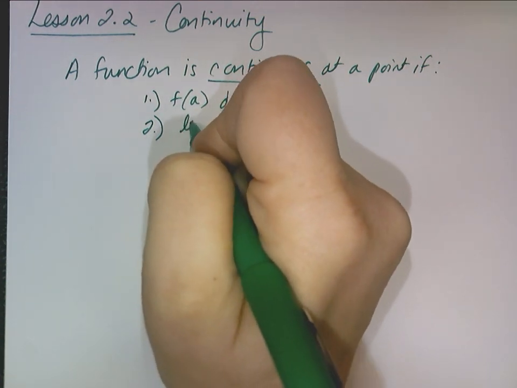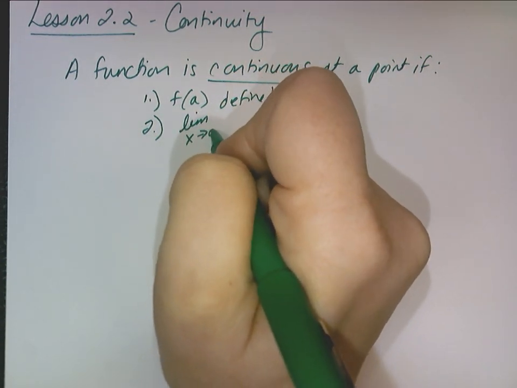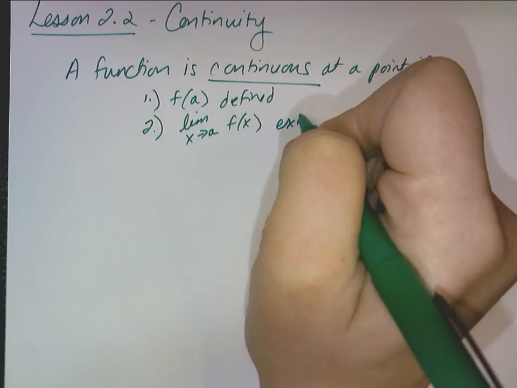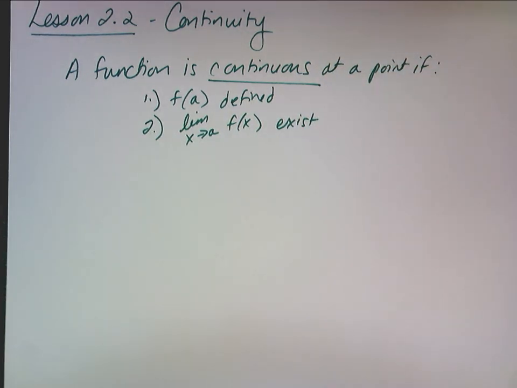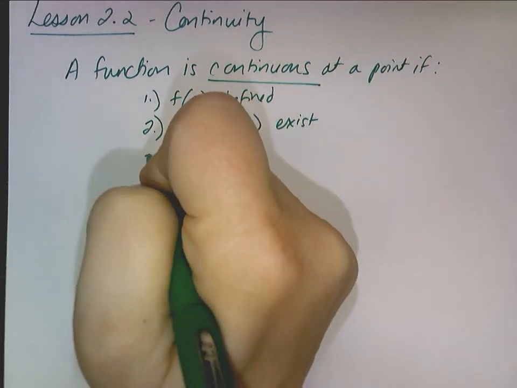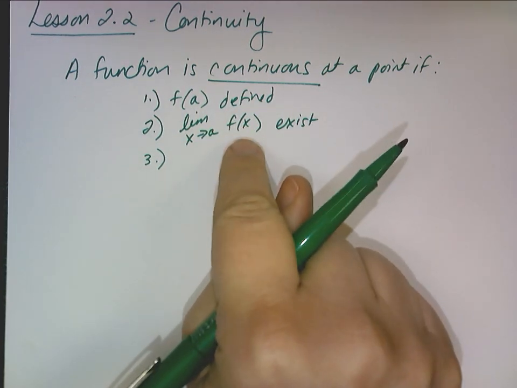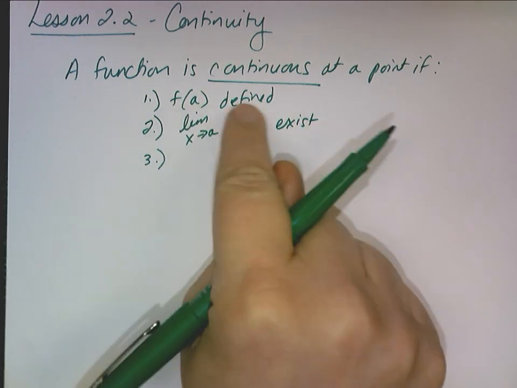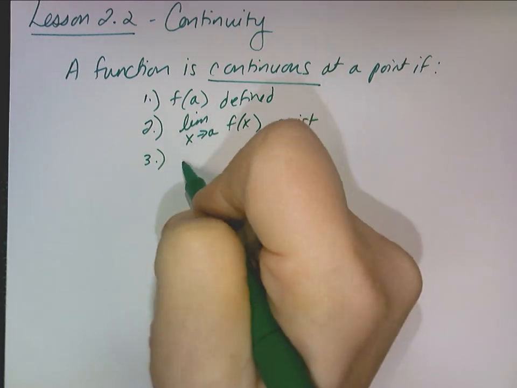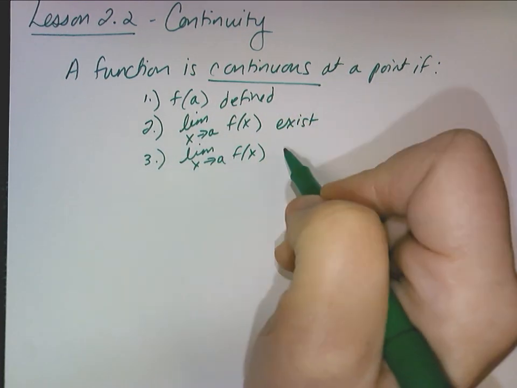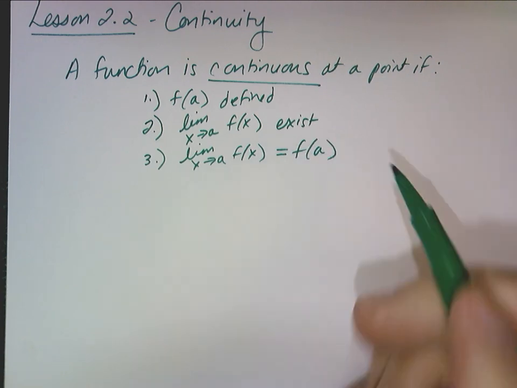Step number 2, you have to check the limit on both sides. The limit as x approaches a of the function has to exist. That's why we did all the work on limits. And then this is the third step. Whatever you get as your y values in step number 2 has to be the same as your y value in step number 1. And the way they write that is like this: the limit as x approaches a of the function from step 2 has to equal the same as if you plugged it in.